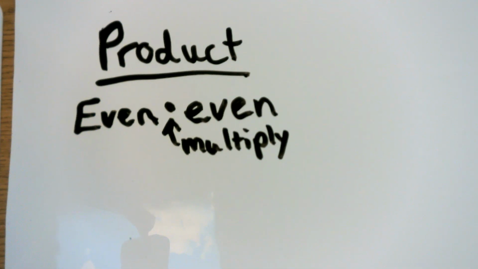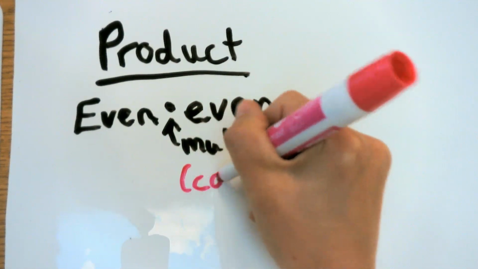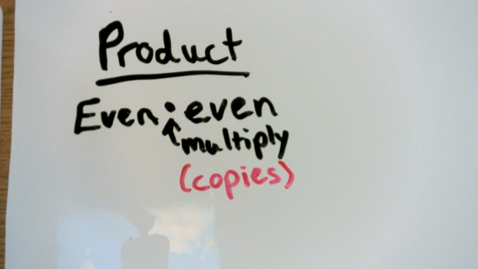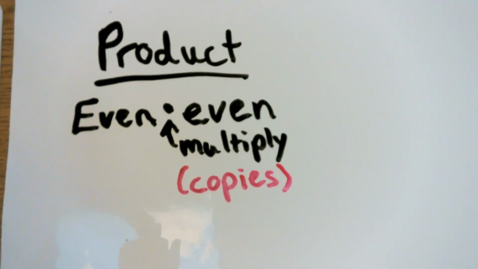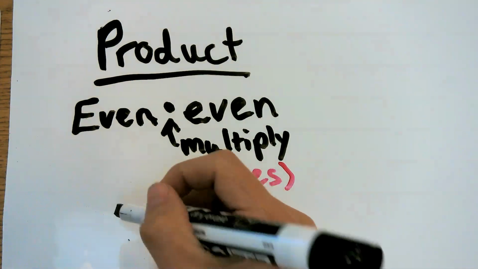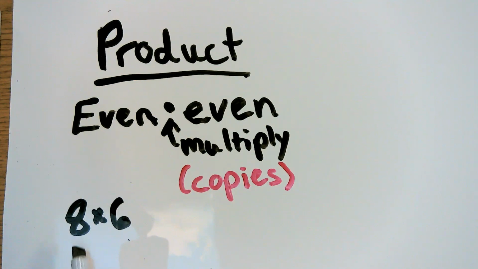All right, so a quick reminder. Yesterday you all talked about the fact that division is splitting. Multiplication is making copies. And this is true whether you have whole numbers, fractions, decimals, all of those are examples of making copies. So if we think about what an example might look like for this, if I have 8 times 6, then I can think of that as 8 copies of 6.